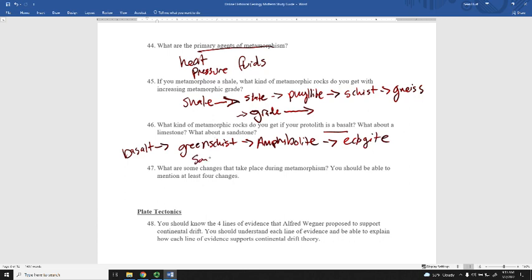Sandstone will transform into quartzite, and a limestone will transform into marble.